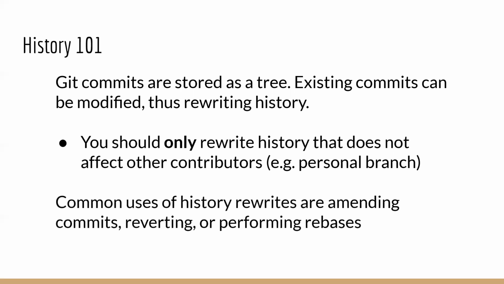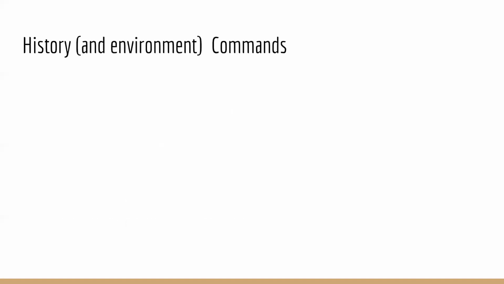So common uses of history, right? Amending commits, this is a great one. Reverting things, so you can revert your workspace and rebuild a whole bunch of things, or performing rebases. And we'll talk about rebases later. So history and some environment commands. I'm including the environment commands in here because you do a lot of stuff with history, and your environment is kind of like your local workspace. And in the process of that, you do a lot of things modifying your environment and what types of files or states of things you're looking at.